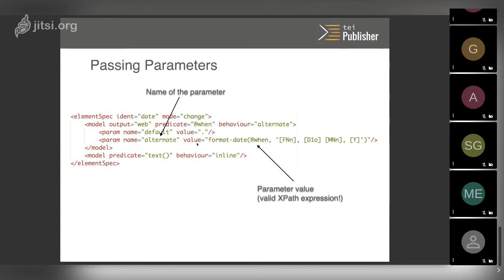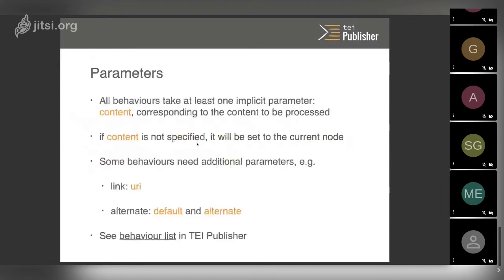Essentially, what kind of parameter a behavior accepts is defined in the spec. Basically, every behavior takes at least one parameter, which is called content. So on any model and behavior, you can define one parameter content, and this will always be known, because content points to the nodes which are processed by this behavior, and normally that's the element itself. So if you have a heading, so a head element in TEI, then the content being passed to the behavior heading would be the head element, the current head element being processed.